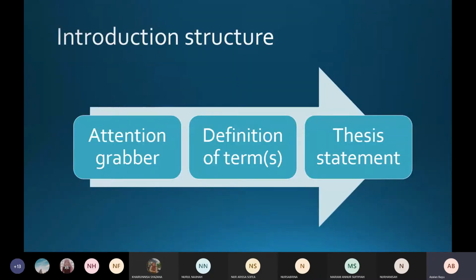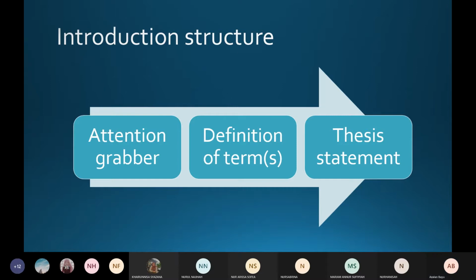Right, this is actually the introductory paragraph, the introduction yang you kena follow. Alright, okay, and we talk about 10% of 250 word. So you hanya ada lebih kurang 3 ayat sahaja. Pertama, ayat yang pertama is kita panggil attention grabber. Alright, ayat yang kedua, definition of terms. And the last sentence in introductory paragraph or introduction is thesis statement.